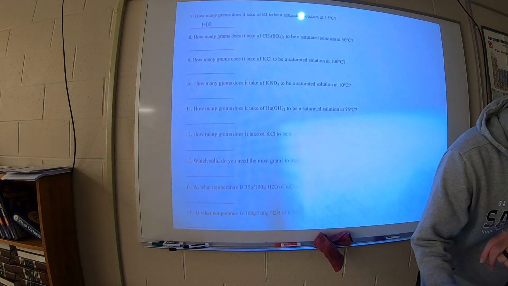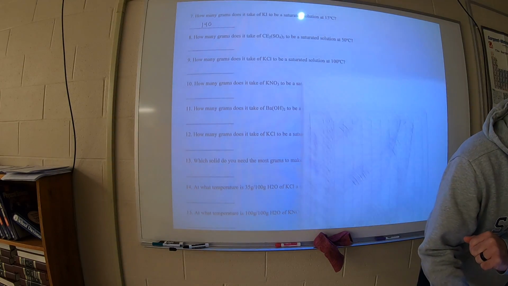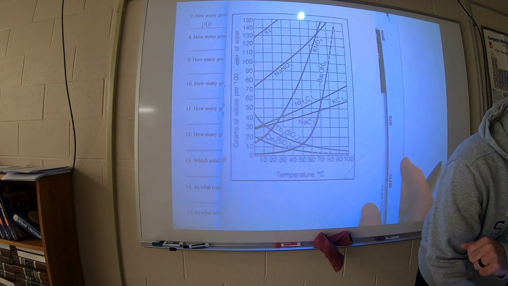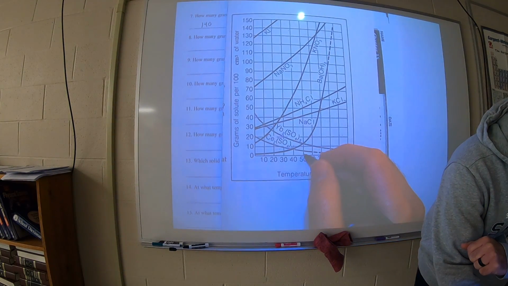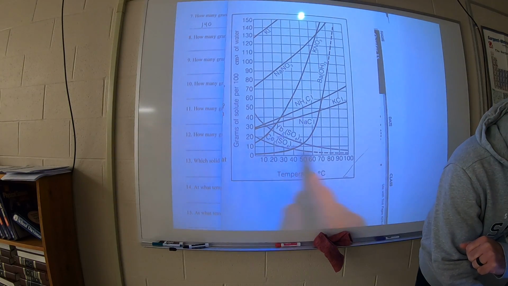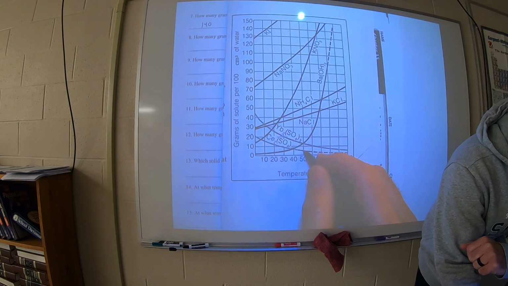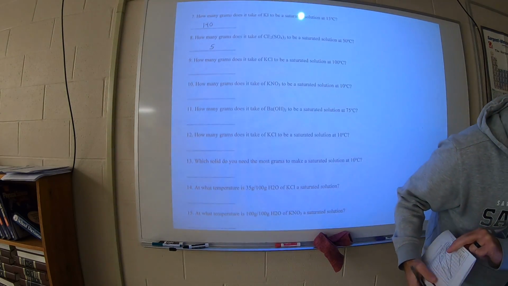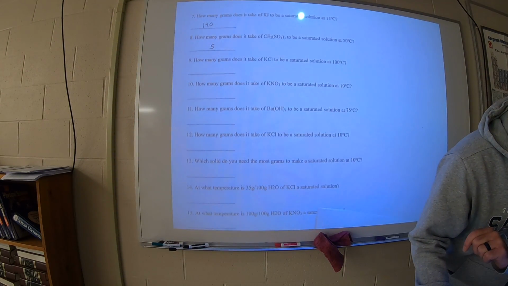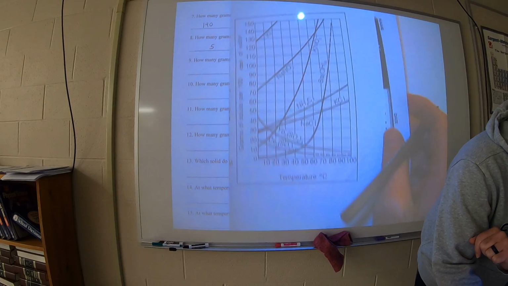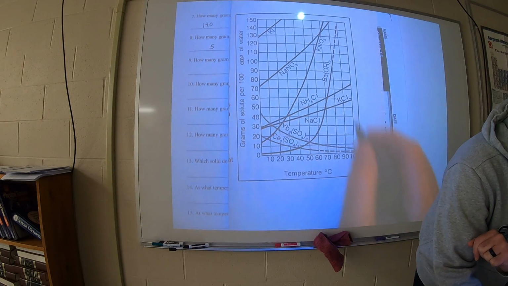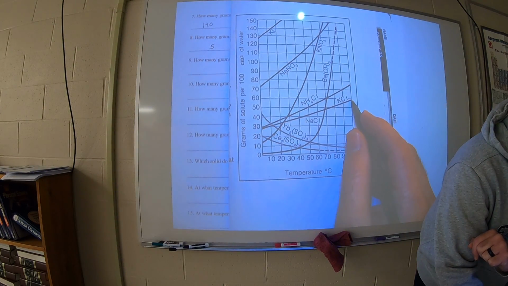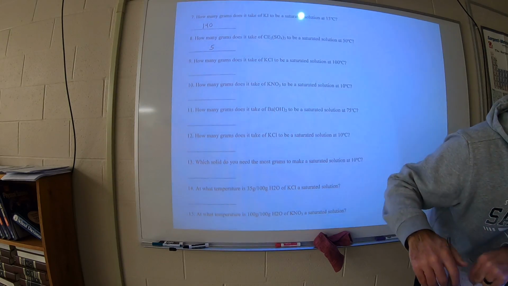How many grams of cesium sulfate to be saturated at 50? So find 50 and intersect it with cesium sulfate, which is this line right here. And that's about 5. Number 9, how many grams does it take of KCl to be saturated at 100? So 100 intersect with KCl. It's not quite 60. I'm going to call it 58.